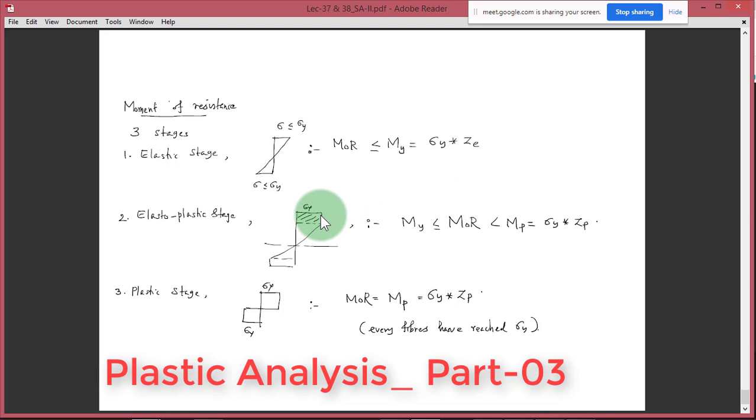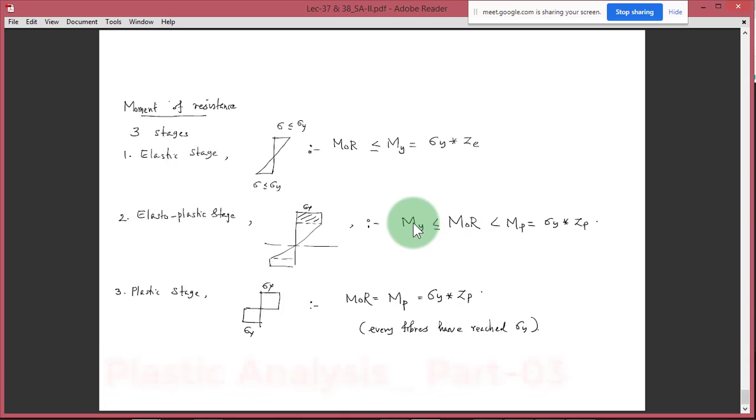It will be partially elastic and partially plastic. At this stage, your moment of resistance will be somewhere in between your yield moment and plastic moment. And at the fully plastic stage, your stress diagram will be rectangular, just like a rectangular stress variation, and the corresponding moment of resistance will be your plastic moment of resistance. In this stage, every fiber has reached the yield stress value.